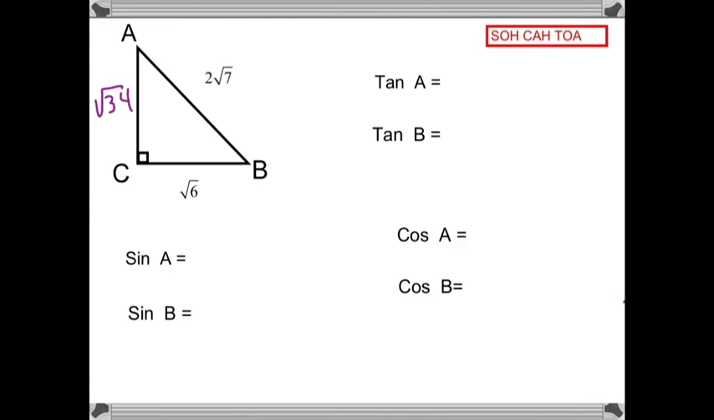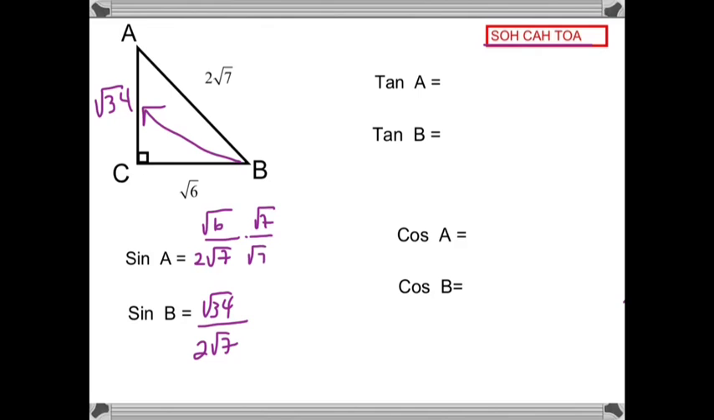All right, so once you found that, it's fairly easy to use this mnemonic to remember. So sine of a, if we focus on a, is the opposite over the hypotenuse. So we have the square root of 6 over 2 times the square root of 7. And the sine of b is going to be the opposite here, which is the square root of 34, over the hypotenuse, 2 square root of 7. Now, we don't like to leave square roots in the denominator, so we're going to simplify this by multiplying these by the square root of 7 over the square root of 7.